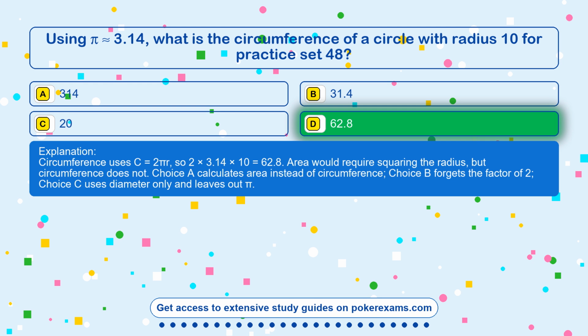Choice A calculates area instead of circumference. Choice B forgets the factor of 2. Choice C uses diameter only and leaves out pi.